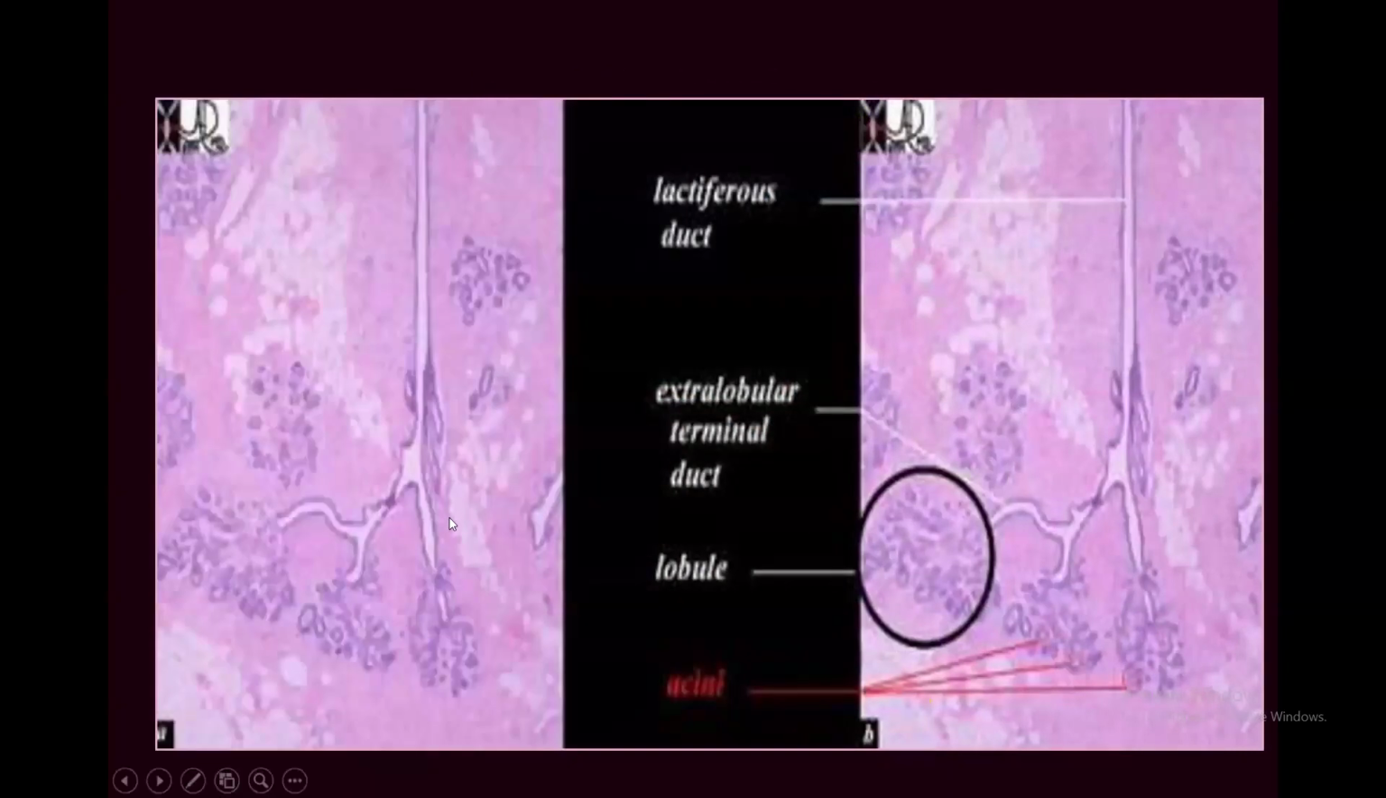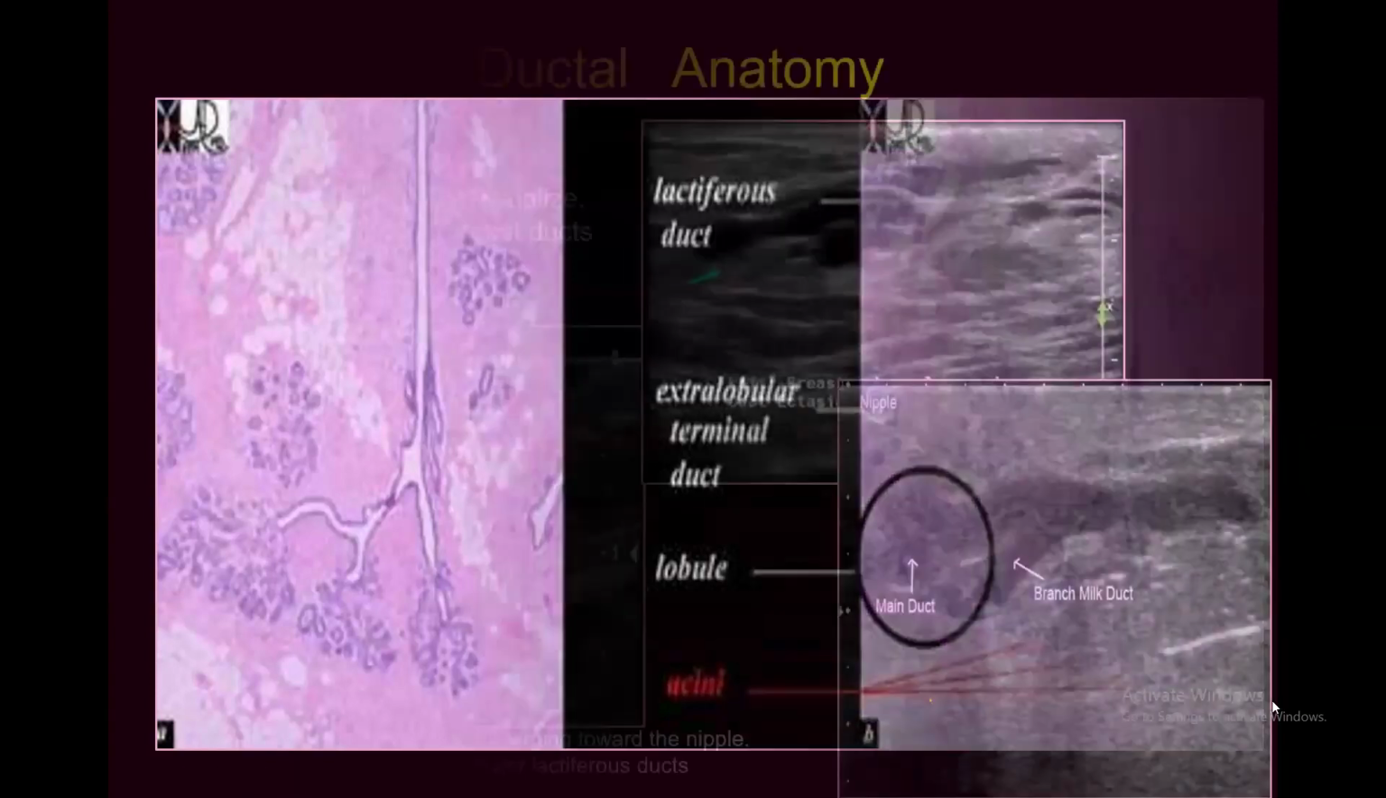Here, this histopathology image demonstrates the lactiferous duct or a main duct, and here we can see a terminal duct lobular unit with the extralobular terminal duct, and this is a lobule with acini inside.